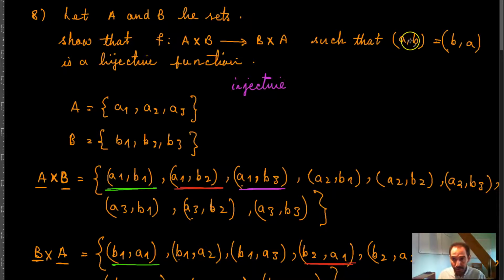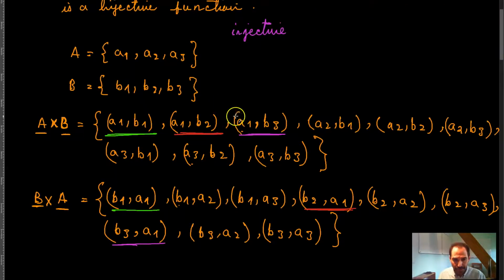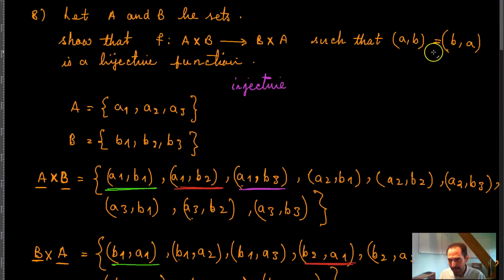And based on this rule, you can see that we are saying that A comma B is the same thing as B comma A, meaning that for example, suppose you take A1 comma B1. So the only element in the codomain that this element can be mapped to would be basically A1 comma B1. This can only be mapped to this element over here. There is no other element that this can be mapped to based on the rule that we have here.